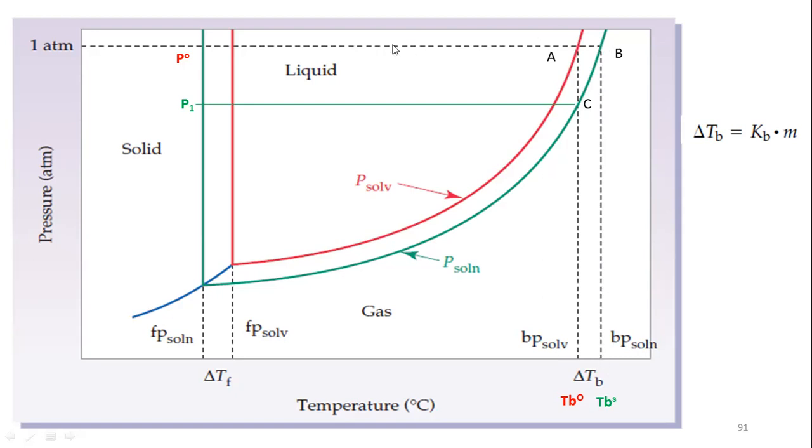That means if you want to boil the solution at the same 1 atmosphere pressure, then the solution will boil at a higher temperature as compared to the pure solvent. This is the boiling temperature of the solution. And this is the Tb naught I am considering over here, the boiling temperature of the pure solvent. The difference between these two, solution minus solvent, is called the elevation of the boiling point. This is very important, because I will use these three points to derive the equation.